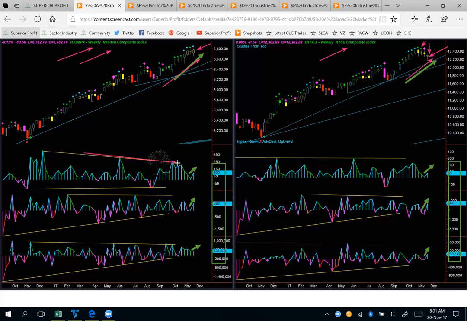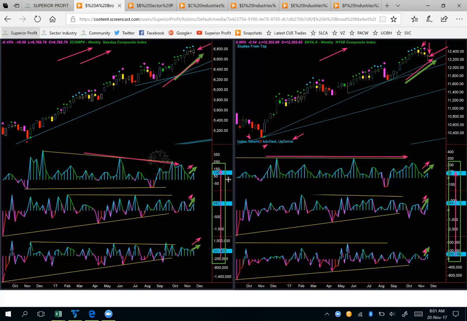The internals, that is new high low, advanced decline and up down volume, continue to be weak over longer term, unable to surpass previous peaks. For this specific week, the internals are bullish. All the six internals went up, and all of them ended positive.